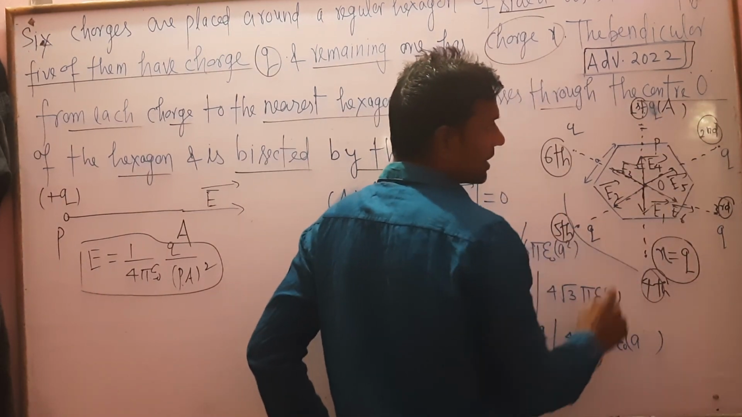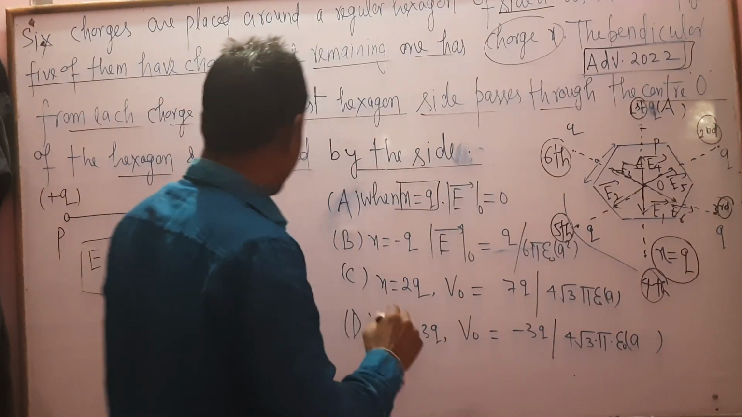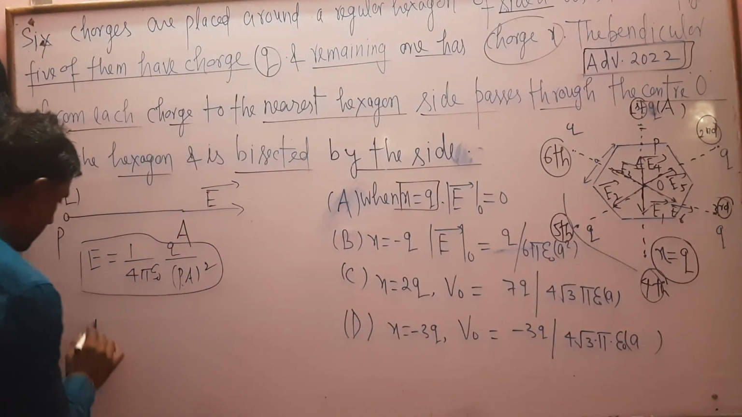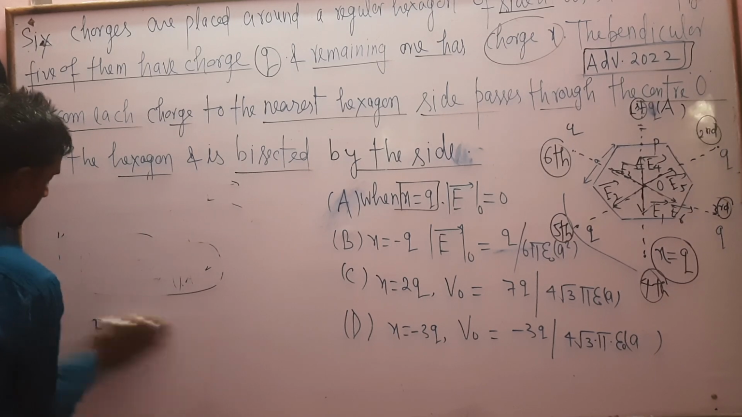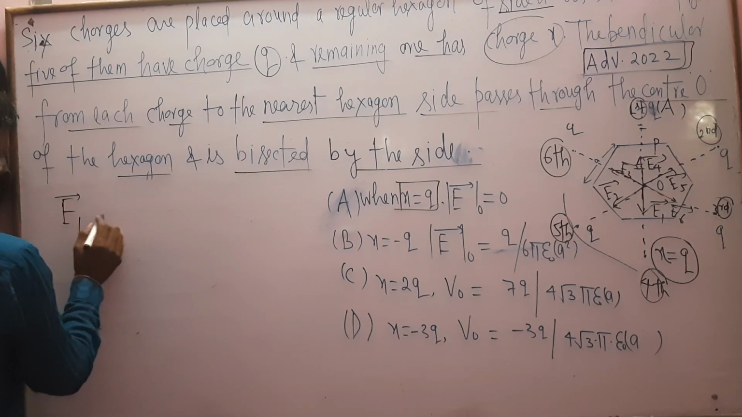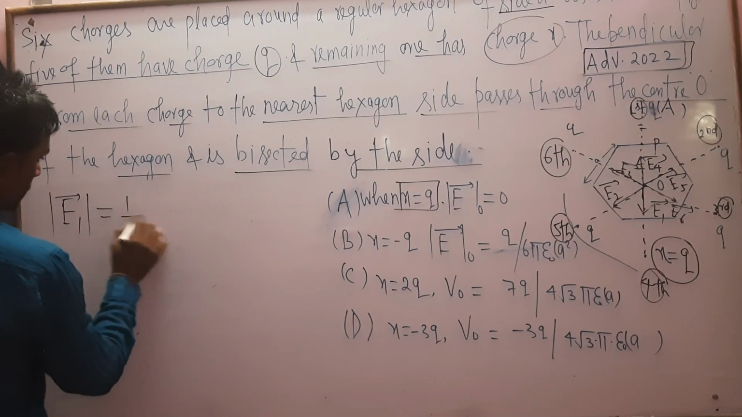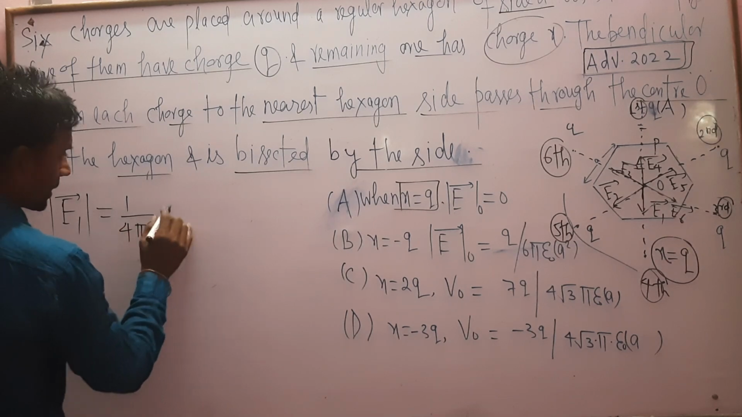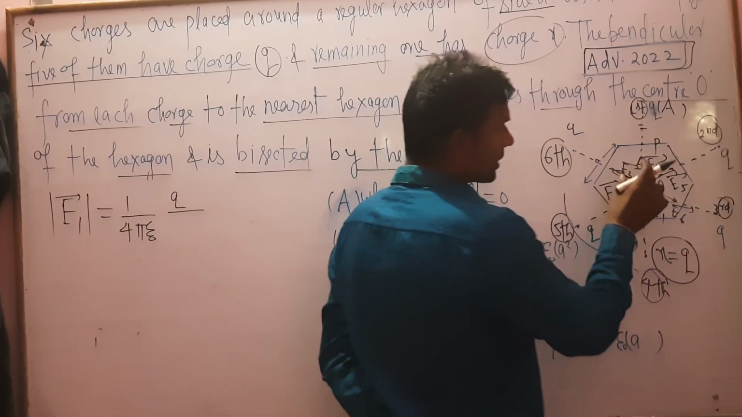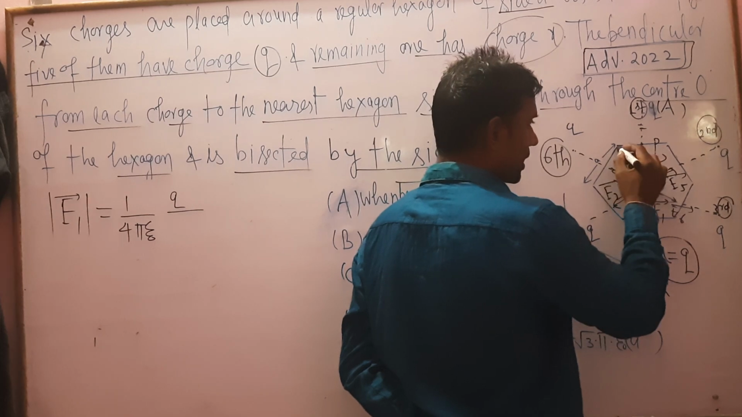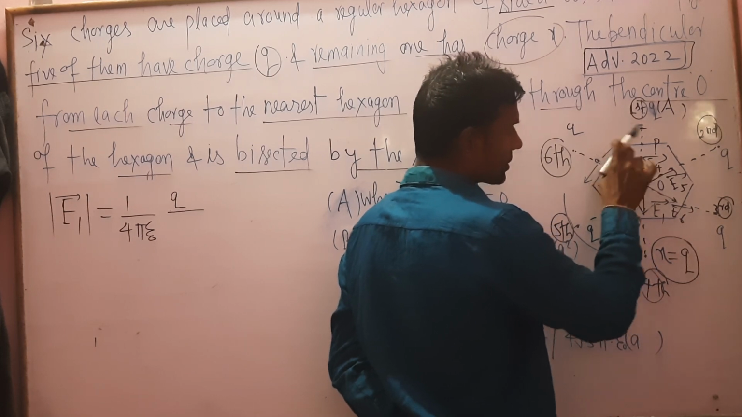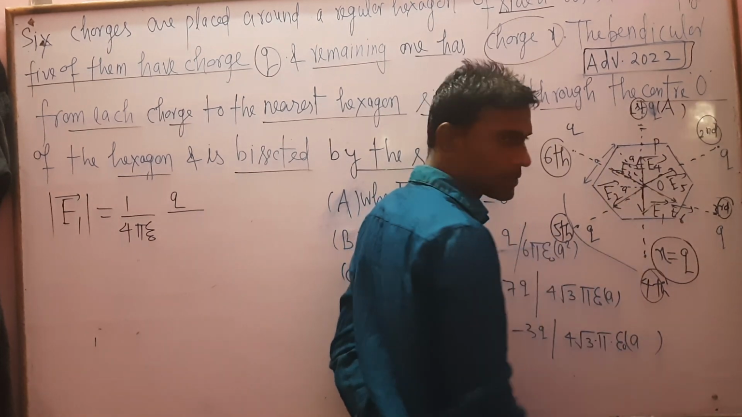For the E1 vector magnitude, we need the distance between the charge and point O. The magnitude of E1 equals 1 upon 4 pi epsilon naught, charge Q divided by R squared. We have to find the value of R. This is the side A, so let us look at this figure. This is the distance A, also this is the distance A, and this is the distance A.